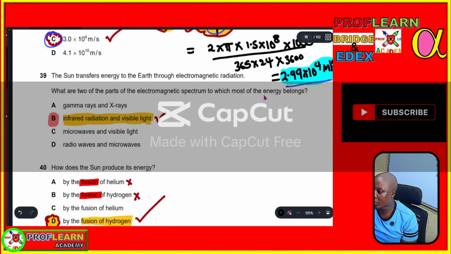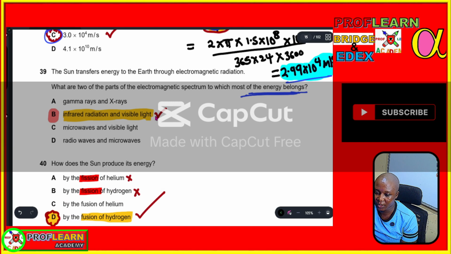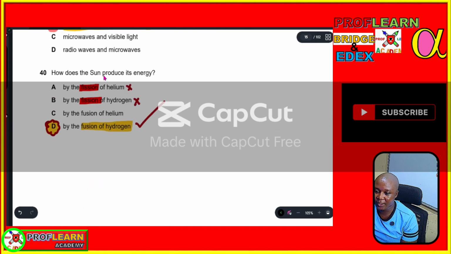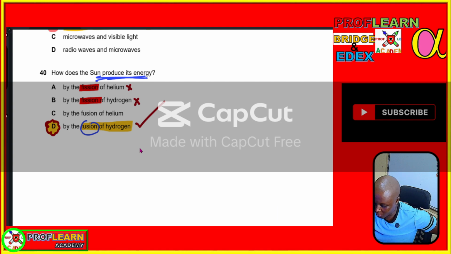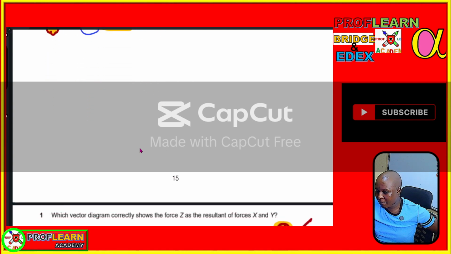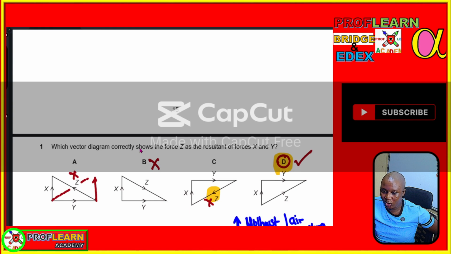The electromagnetic spectrum, which is mostly given off by the sun, is infrared radiation and visible light. In that case, how does the sun produce its energy? It is by nuclear fusion of hydrogen, because it's in the main sequence, so it's fusing hydrogen. And that marks the last question.